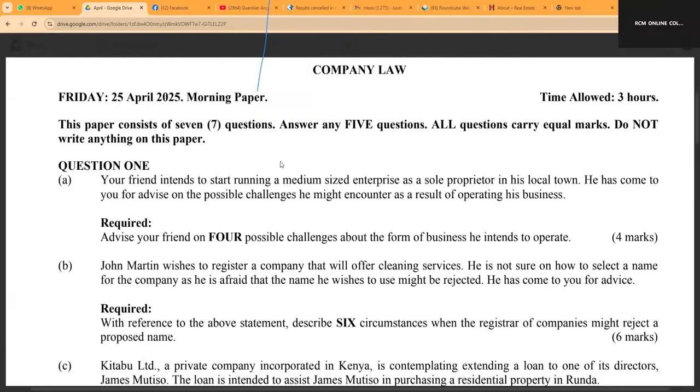Unlimited liability is part of the challenge. In any case, if the business has a liability, he'll end up having to bear it himself, and personal assets can be attached. Very brilliant there. That is a point you can be able to mention.